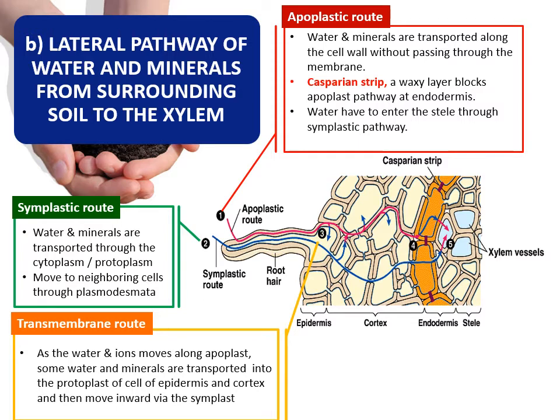In symplastic route, water and minerals are transported through the cytoplasm or protoplasm and then move to the neighboring cells through plasmodesmata. In transmembrane route, as the water and ions move along apoplast, some water and minerals are transported into the protoplast of cells of epidermis and cortex and then move inward via the symplast.